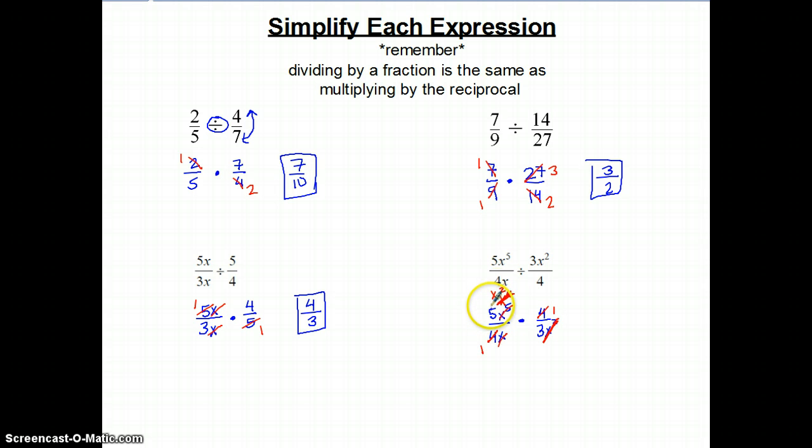I have a 5, an x squared, and a 1 on the top. Multiplying these all together, I have just 5x squared. And in my denominator, I have a 1 and a 3. Multiplying those, I just have a 3. Again, be sure to verify that you cannot reduce any farther, and you are done.